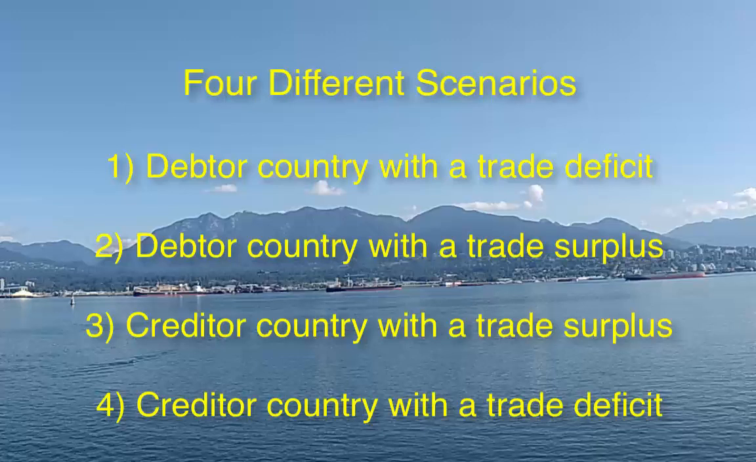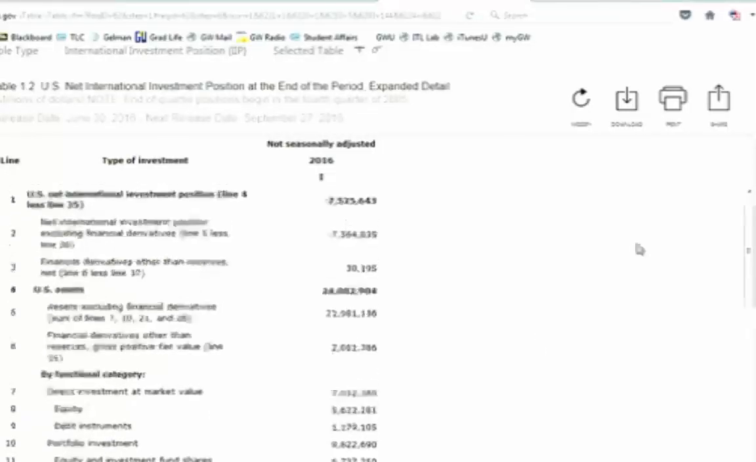Now, let's take a look a little bit at the data for the United States. So the United States, we know, is a debtor country that has been running trade deficits for a long period of time. Let's take a look first at our international investment position again. Okay, so this is from the BEA, and this is the first quarter of 2016, which is the last data we have for the international investment position. Our net IIP is $7.5 trillion, remember? So that makes the U.S. the largest debtor nation in the world.